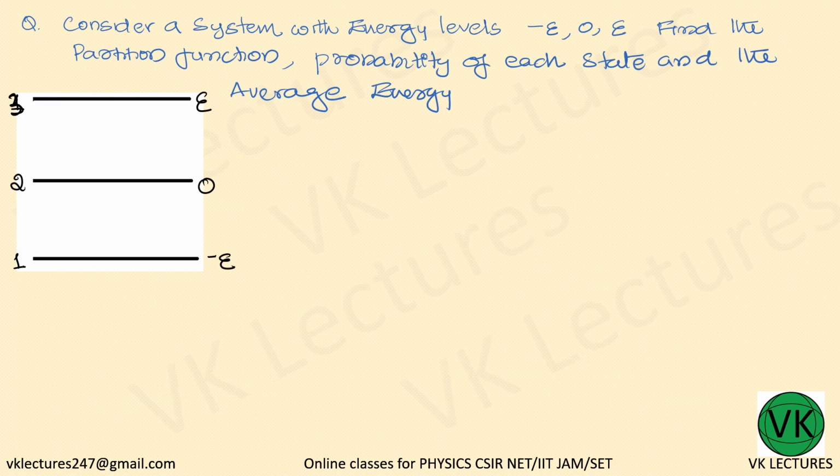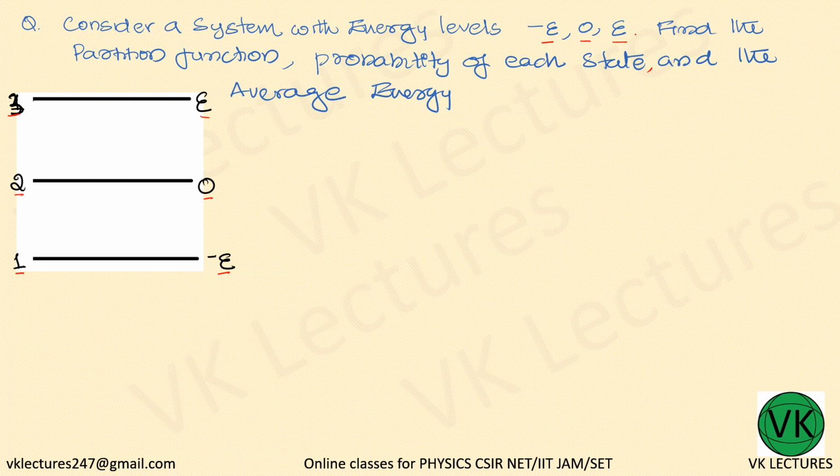So here we have a question. Consider a system with energy levels minus E, 0 and E. Now find the partition function, the probability for each state, and the average energy of the system. So these are three energy levels, 1, 2 and 3, with the energy values minus E, 0 and E.